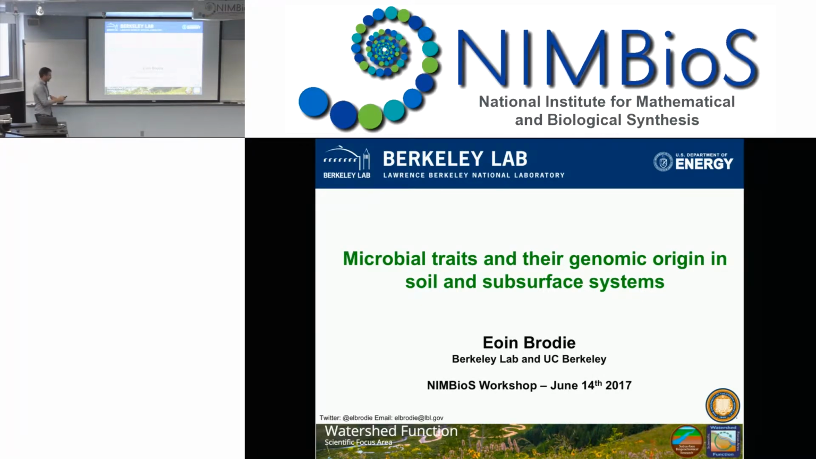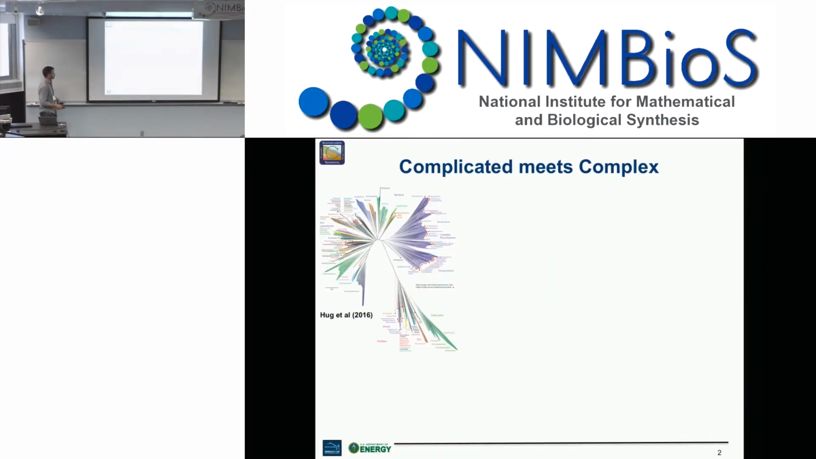I'm going to talk a little bit about the genomic origin of microbial traits, primarily in soil and subsurface systems, but the concept should apply to any type of ecosystem. One of the reasons I like to talk about soils is their complexity. We're dealing with incredibly complicated biology, maybe you could call this complex as well, interacting within complex systems, and complex systems being systems that are open, interacting, and full of non-linearities.